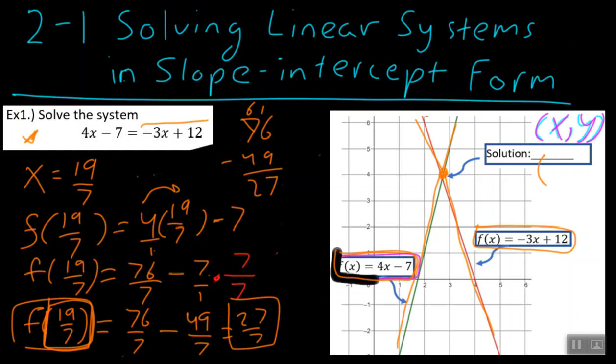These are actually crossing at 19 over 7, comma, 27 over 7. Now, the reason that I chose such a horrible fraction to start things off is because I want you to notice right here, this point where they cross, it's not a perfect integer. So why do you have to know the algebra? You have to know the algebra whenever two lines cross at non-perfect integer points, i.e. decimals or fractions. All right, now let's move on to our second example where we can really put this together.